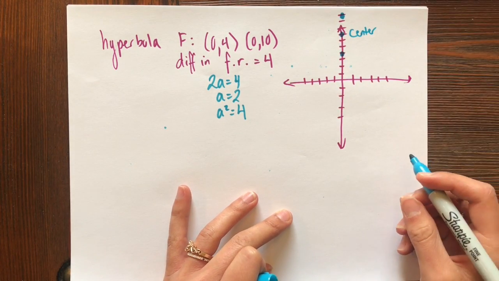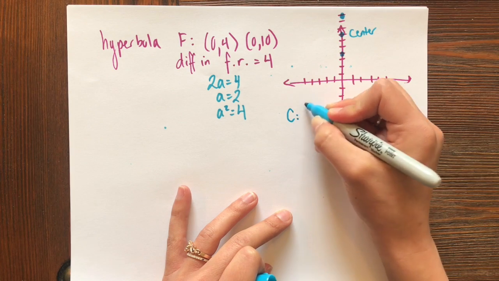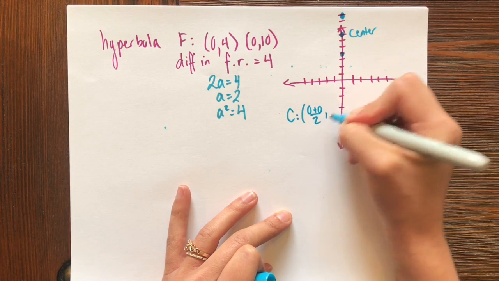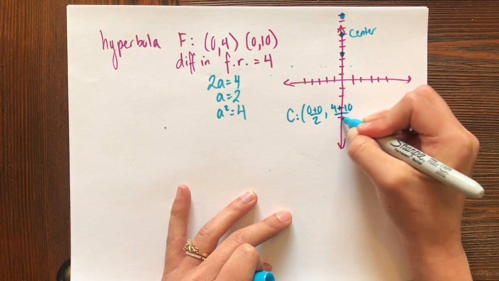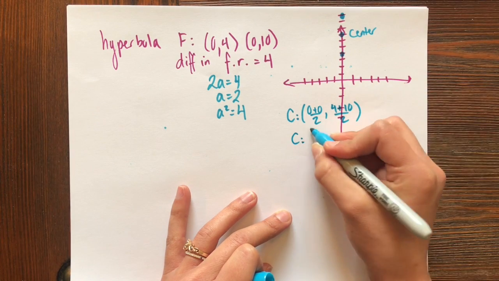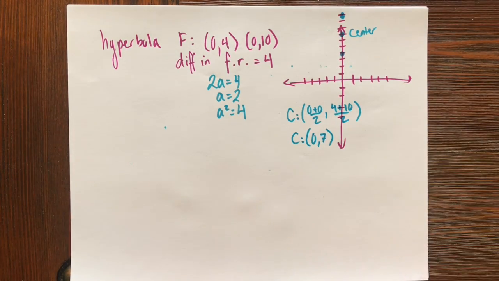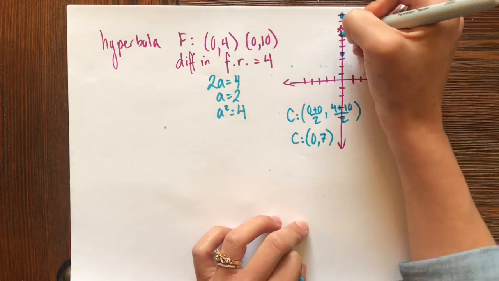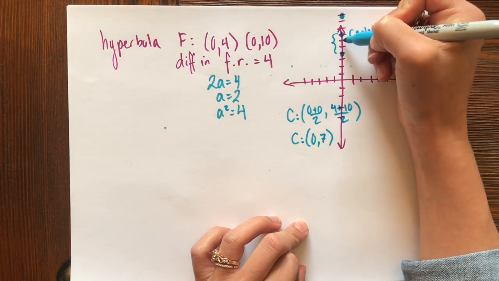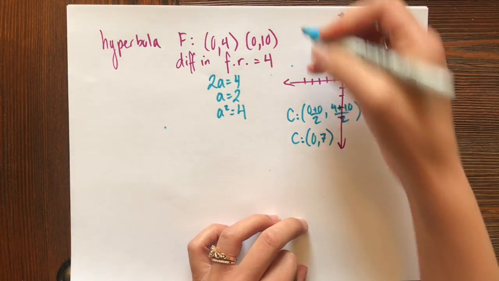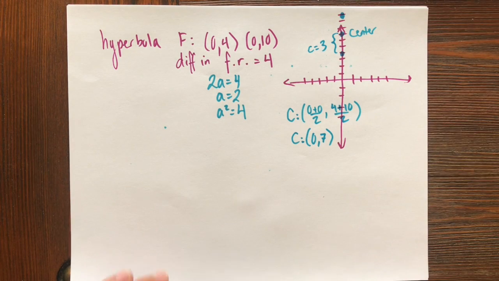But first, let's go ahead and find the center. The center is the midpoint between the 2 foci. So I can use the midpoint formula, or I can just visually look at it. It's up to you. But we end up getting (0, 7) as the midpoint between the 2 foci, which is our center. And I also know that my distance c between the center and the focus is equal to 3. I can see that on my graph.